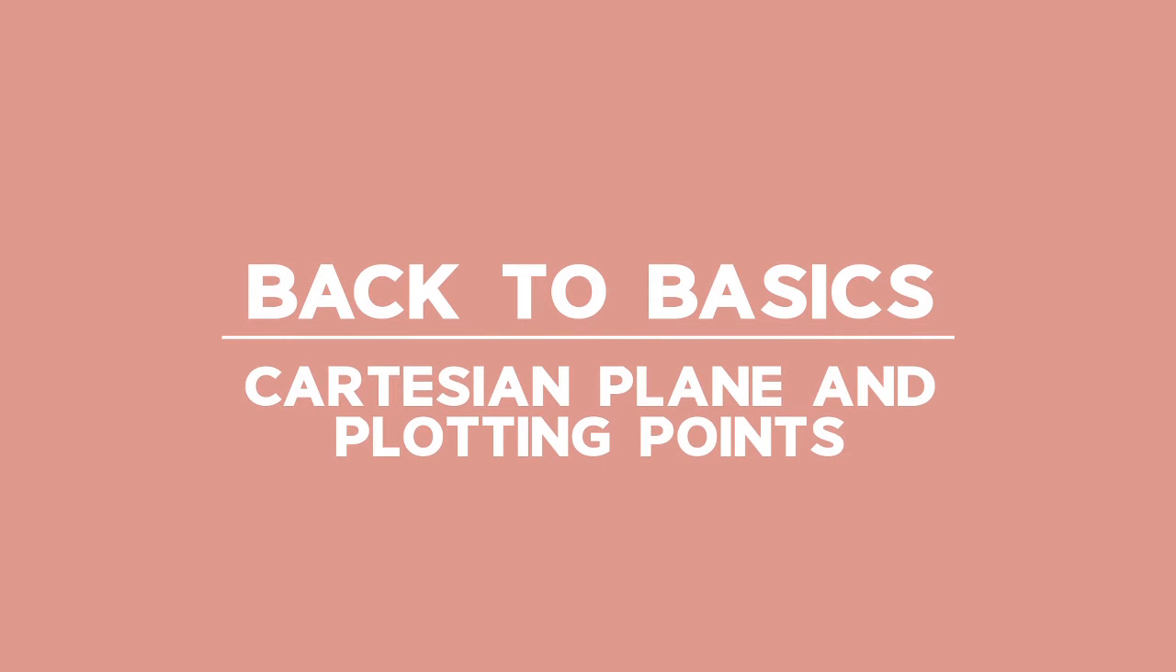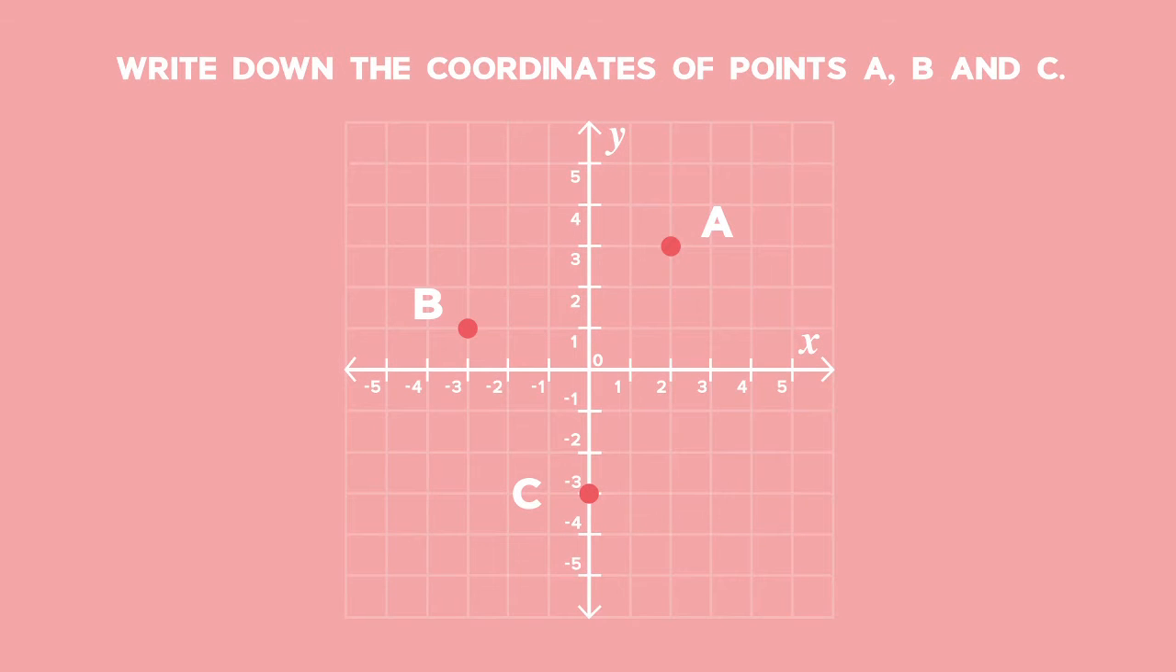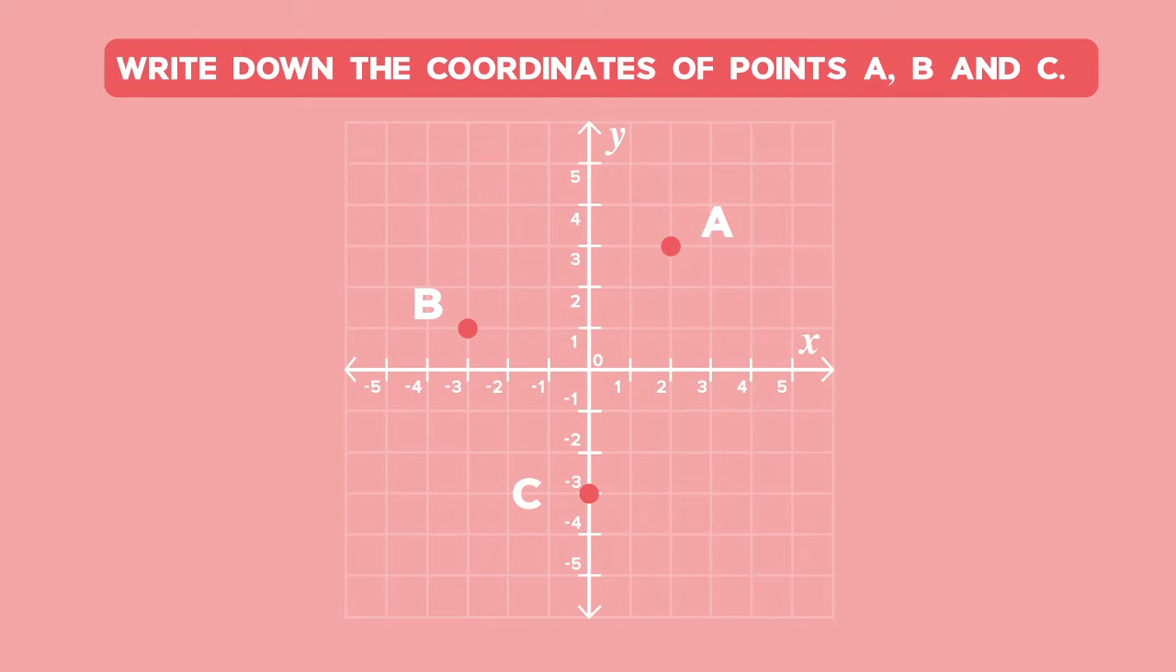Cartesian plane and plotting points, question 1. Let's have a look at a question on the Cartesian plane and plotting points. In this question, you are given specific points around the Cartesian plane, and you have to say what the coordinates are. So, specifically, the question says, write down the coordinates of the points A, B, and C.